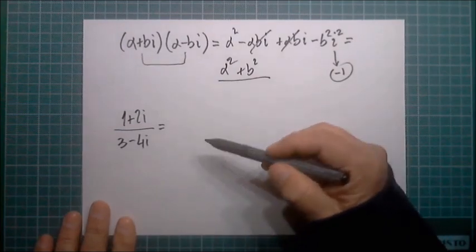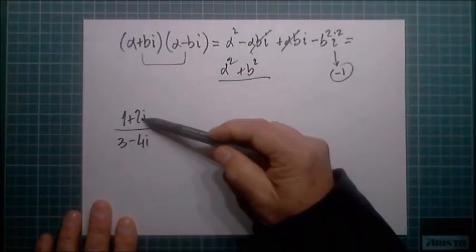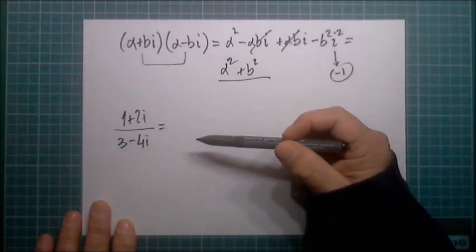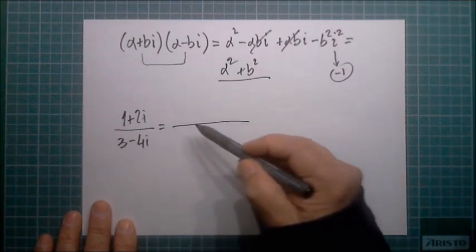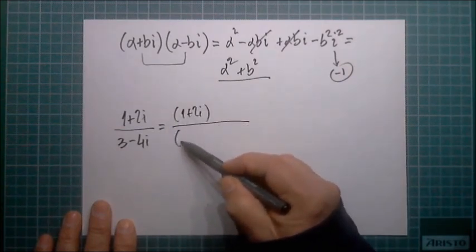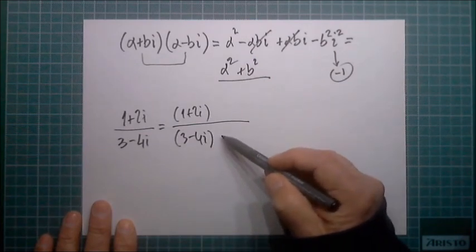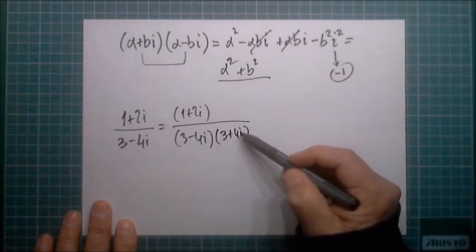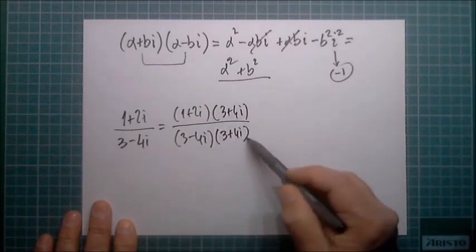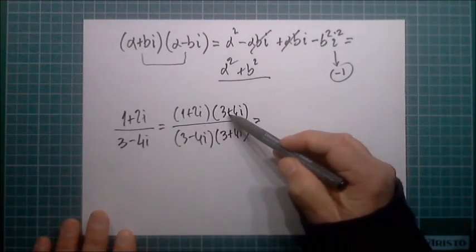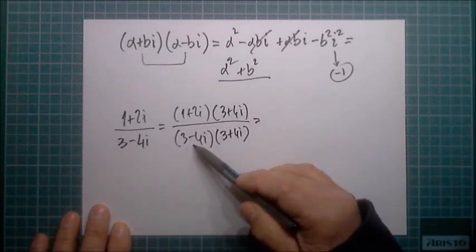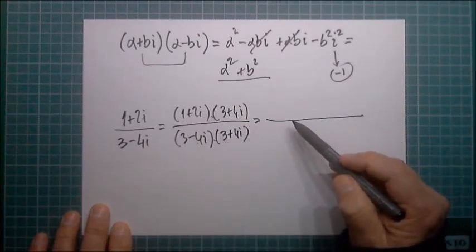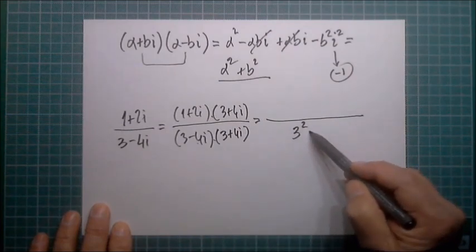Now, let's divide two complex numbers. 1 plus 2i divided by 3 minus 4i. What we must do here is to multiply the numerator and the denominator by the complex conjugate of 3 minus 4i. This is 3 plus 4i. So what we have here is (1 plus 2i) times (3 plus 4i) divided by (3 minus 4i) times (3 plus 4i). As we saw before, the denominator is 3 squared plus 4 squared.